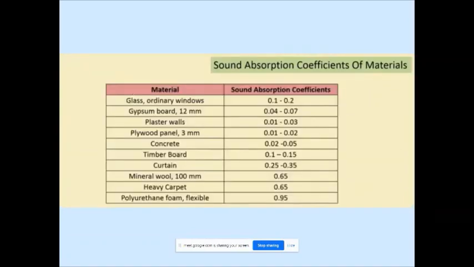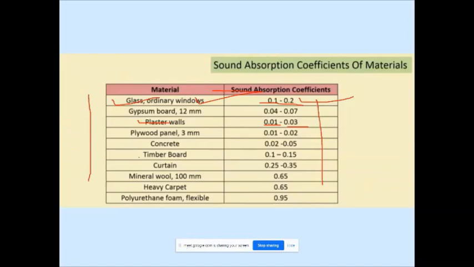Now these are various materials and we have different values of sound absorption coefficient. Let's take glass as an example. For ordinary glass, the sound absorption coefficient is 0.1 to 0.2. That means only 10 to 20% of sound energy is absorbed and 80 to 90% is reflected back. So we can say this is a sound reflective material. In the case of a plastered wall, 0.01 to 0.03, that means 97% to 99% is reflected back. Again this is a reflective material, right?